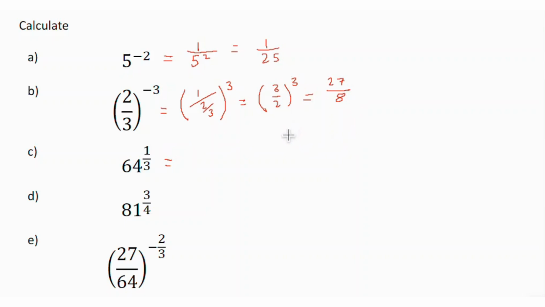64 to the power of 1/3. So when we have fractions in our power, in our exponent, remember that means we take the root. So this is another way of writing the cube root of 64. The cube root of 64, what number when it cubed gives 64, is 4.